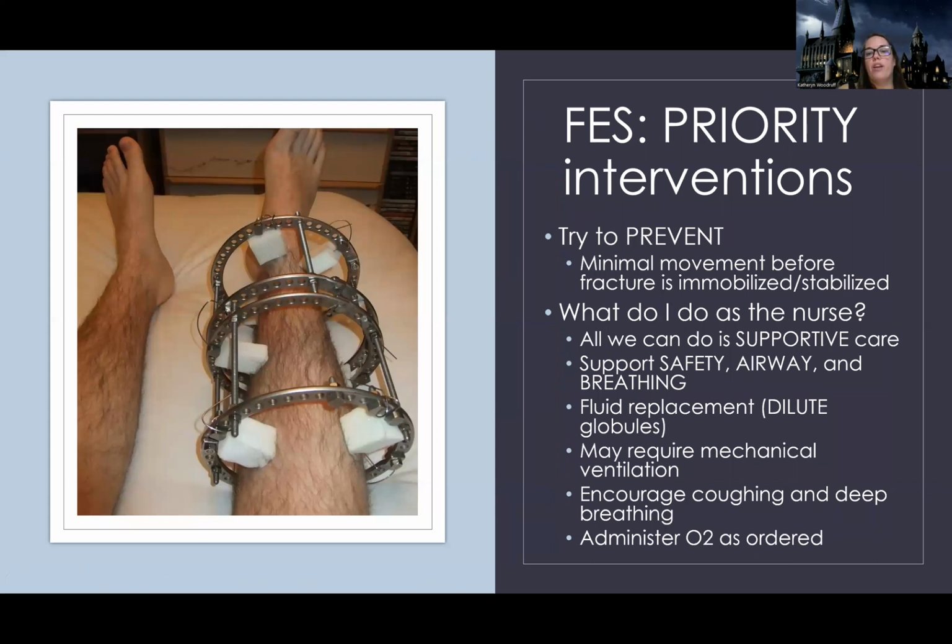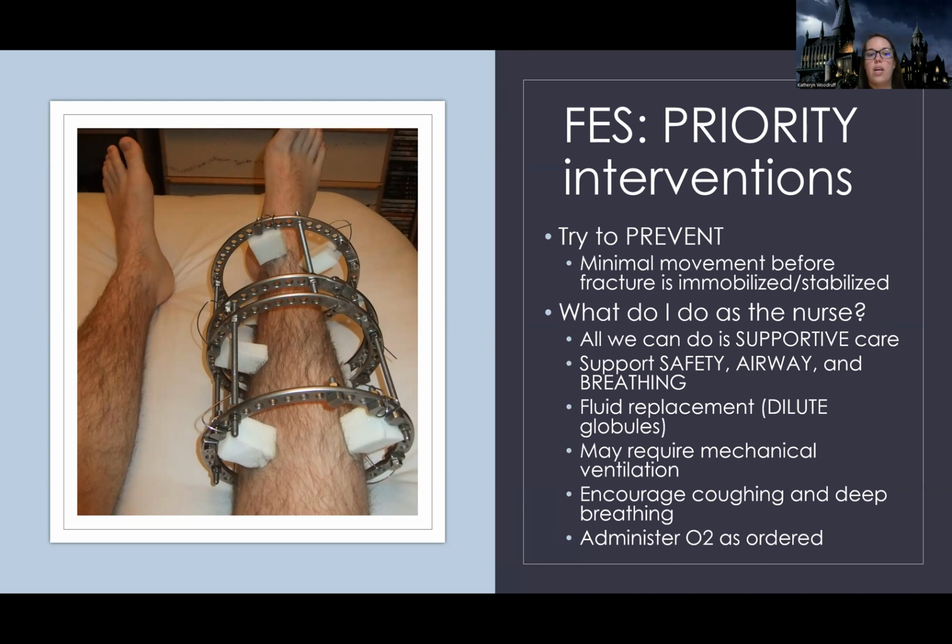So priority interventions for this patient. We always want to try to prevent this. One of the best ways we can prevent fat embolism syndrome is reducing movement. So we really want to minimize the movement that the patient has before we can immobilize or stabilize that fracture, which is why it's really common or dangerous early on when the patient first comes to the hospital.